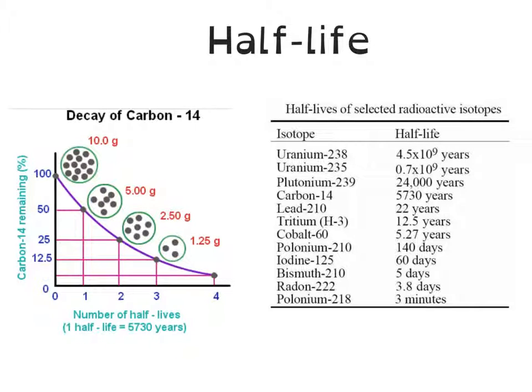So how quickly does the radioactive isotope carbon-14 decay? Well, most carbon on Earth is stable carbon-12, but carbon-14 has a half-life of 5,700 years. And this means that if there are 100 carbon-14 atoms, 50 of them will be decayed after 5,700 years passes.